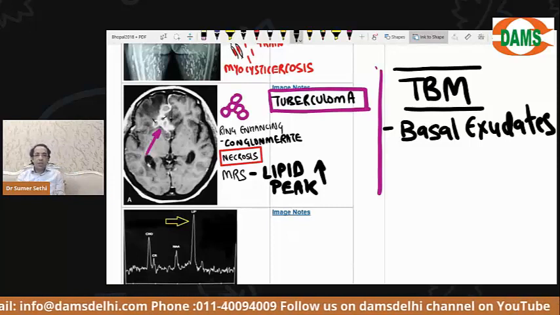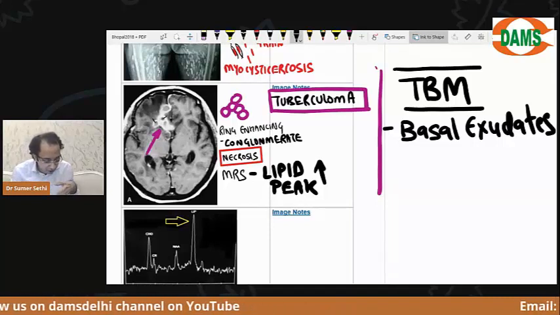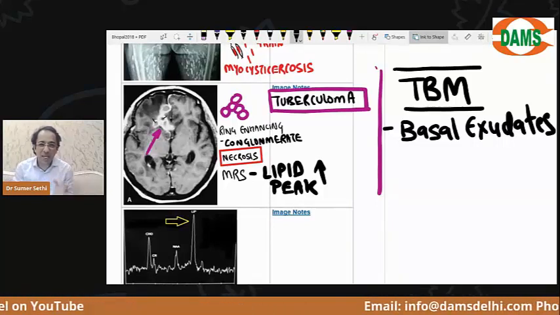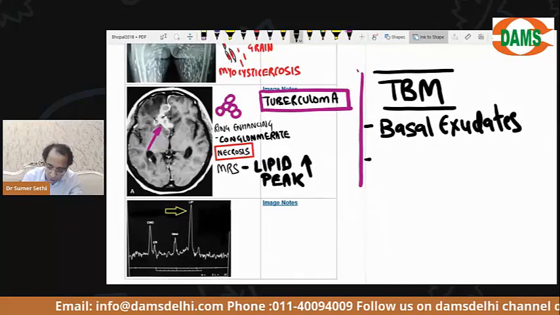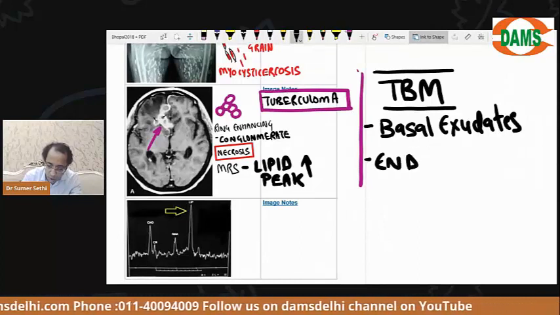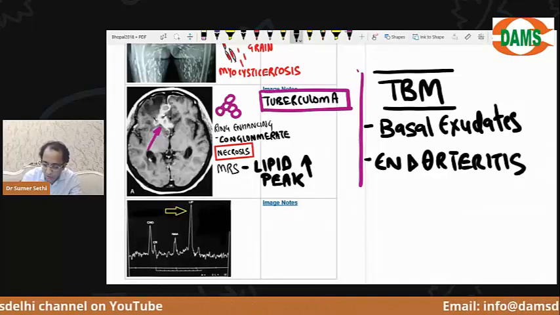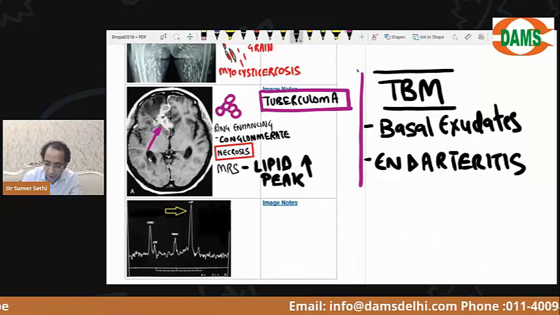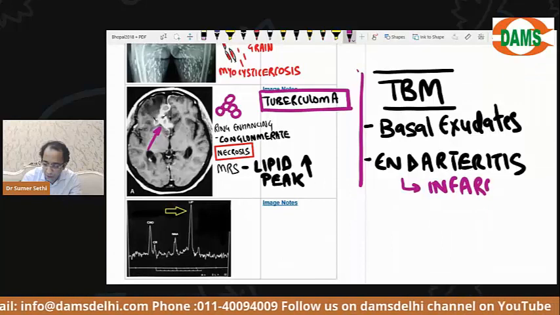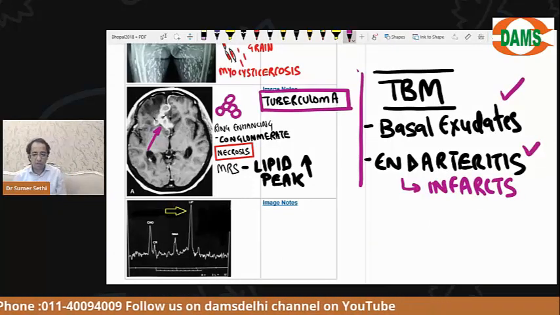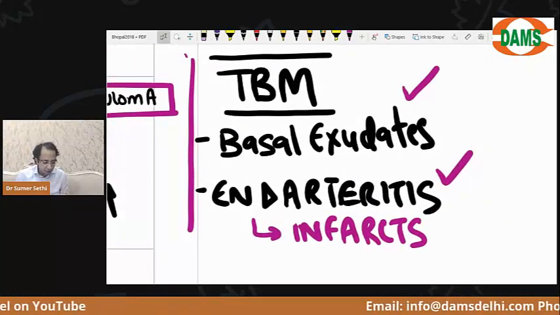Okay, at the base of the brain, you remember all this or not? At the base of the brain the inflammation will be there, the capillaries will be leaking and exudative fluid will be collecting. You will find basal exudates, and TB also leads to endarteritis in the brain. It leads to inflammation of the arteries, and that may lead to areas of infarcts, especially in the basal ganglia. These two words, if written in the question, are pointing towards tubercular meningitis.